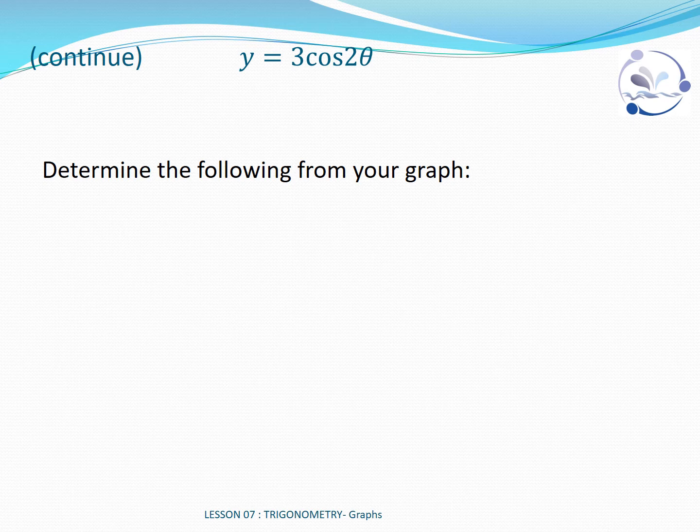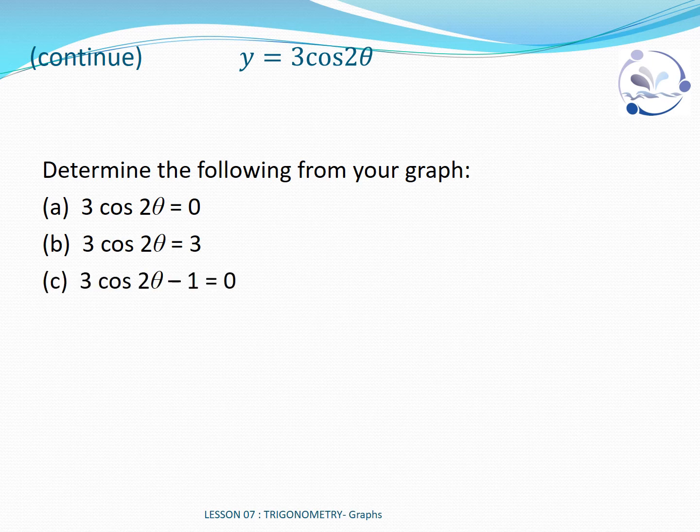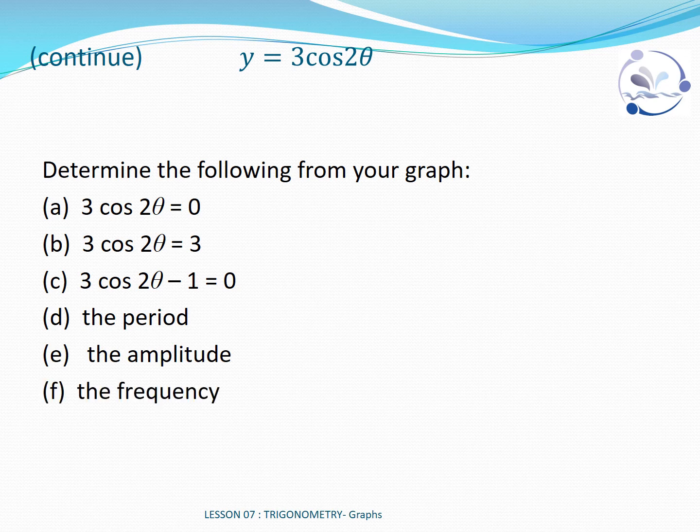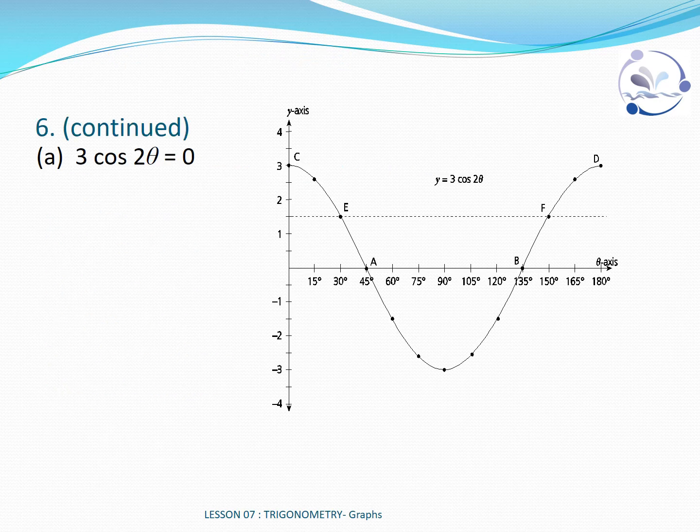Let's say you've been given this and they say determine the following on your graph. Firstly, 3 cos 2A equals 0, 3 cos 2A equals 3, 3 cos 2A minus 1 equals 0. Then they want to know the period. They also want to know the amplitude, including the frequency. So looking at this, to answer the first question, we look at the point on the graph where this is equal to 0.